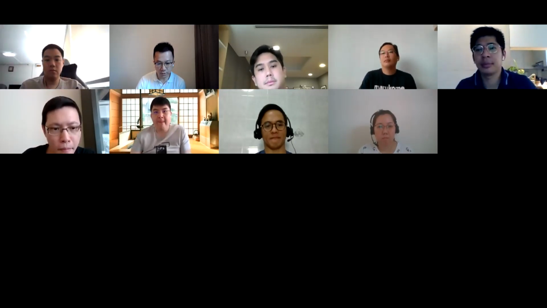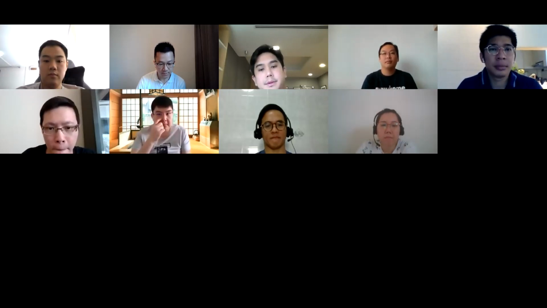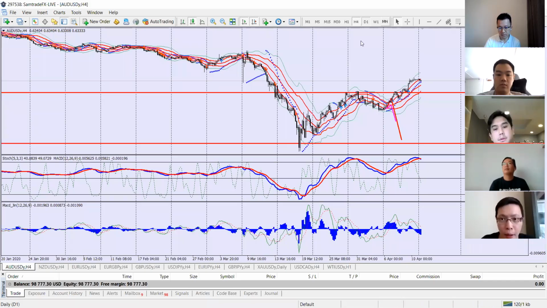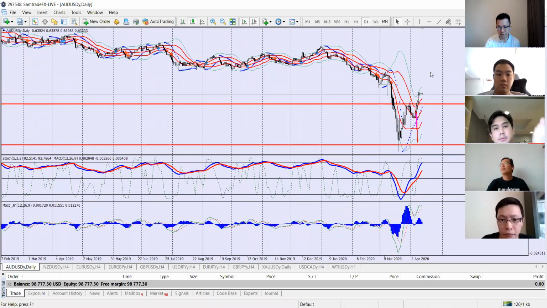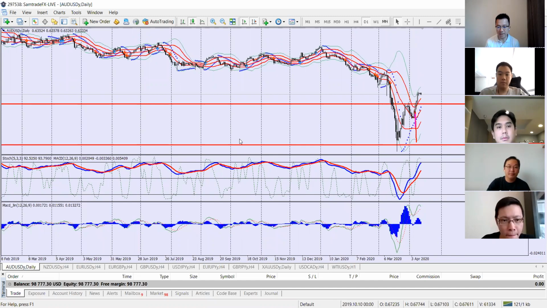First up, I'll bring up the Aussie charts. All right, give me a thumbs up if you can see my Aussie chart. So we've got the Aussie here looking at the daily time frame again. We start off with that. The lines that I have there were from the previous week's analysis.